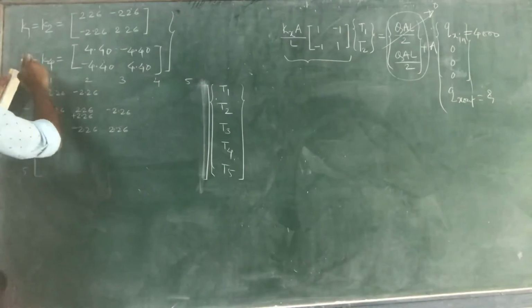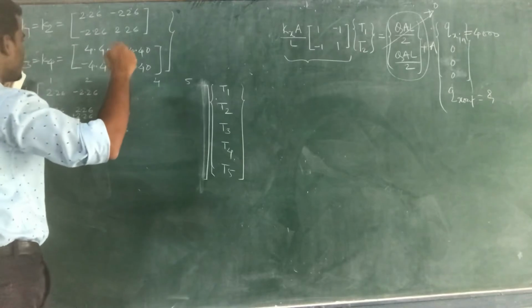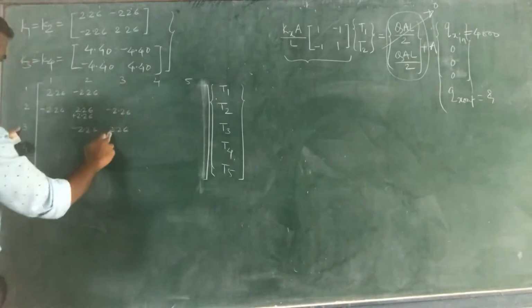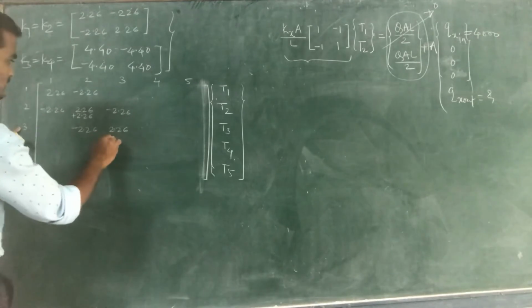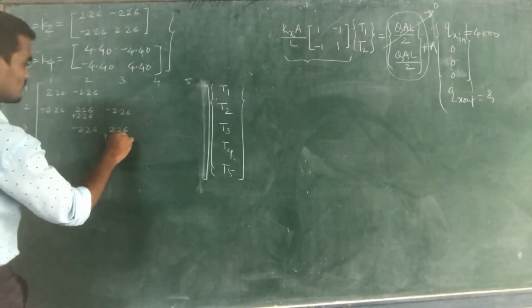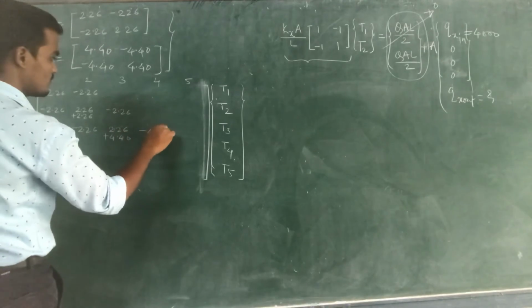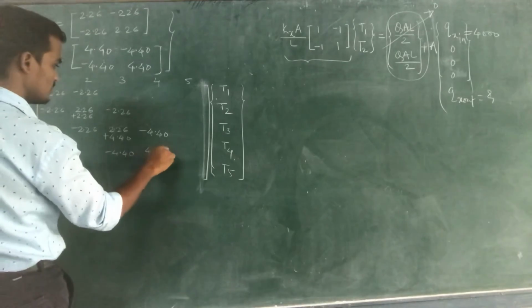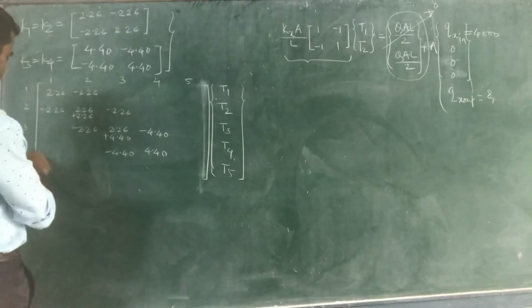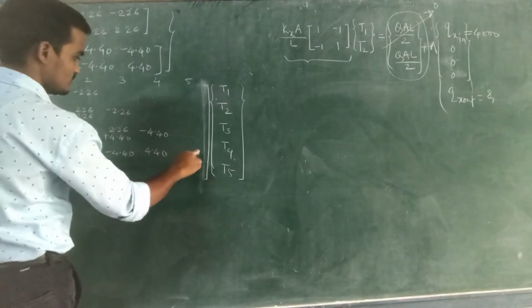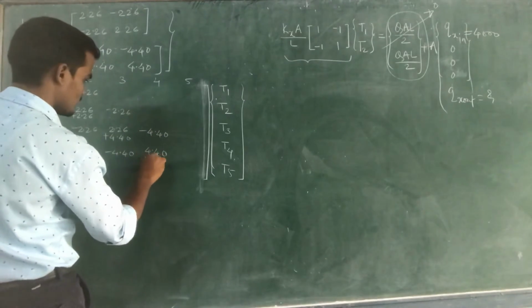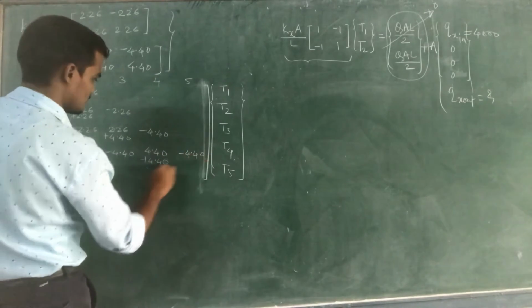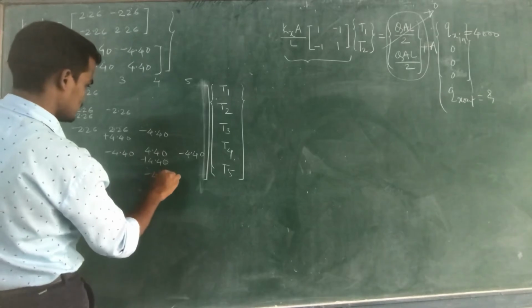Now for the third element, the connectivity is in between node 3 and 4, so we need to place it between 3 and 4. So this is the connectivity. So plus 4.40, minus 4.40, minus 4.40 and 4.40. And for the last element, its connectivity is between 4 and 5. So this is the connectivity. So plus 4.40, minus 4.40, minus 4.40 and 4.40.